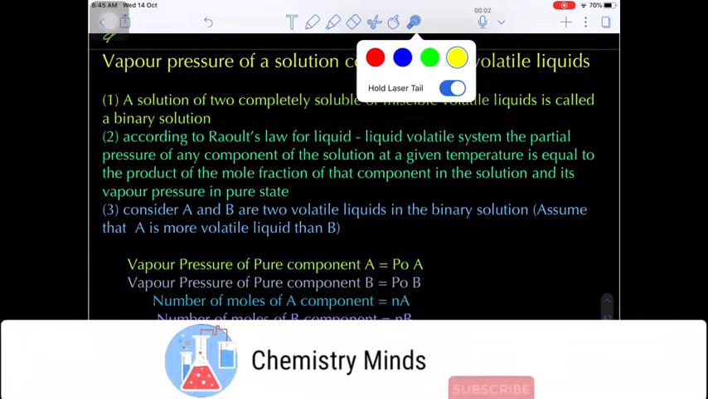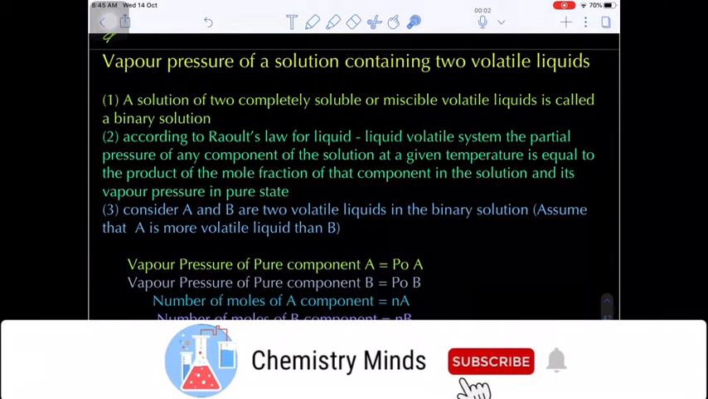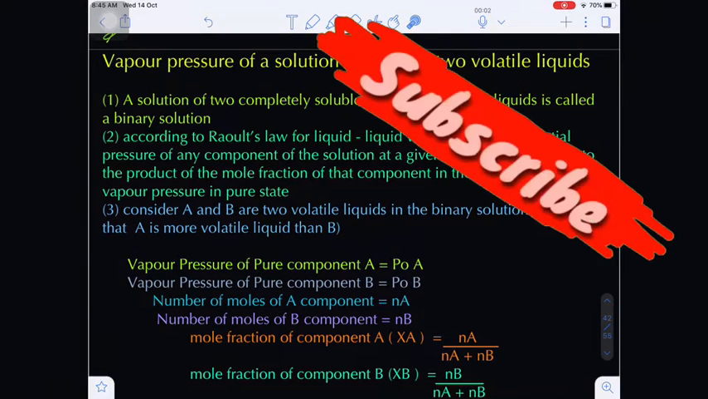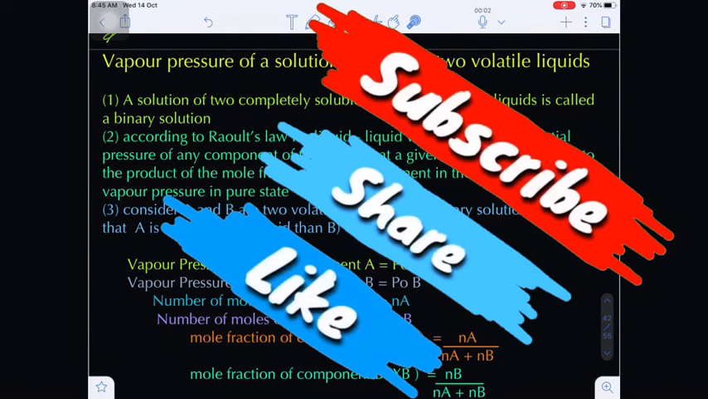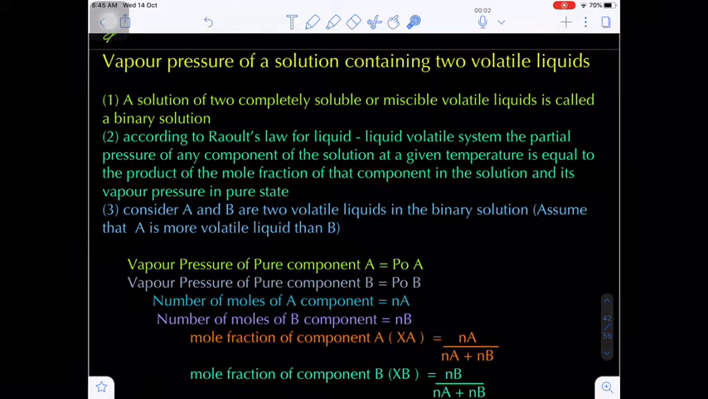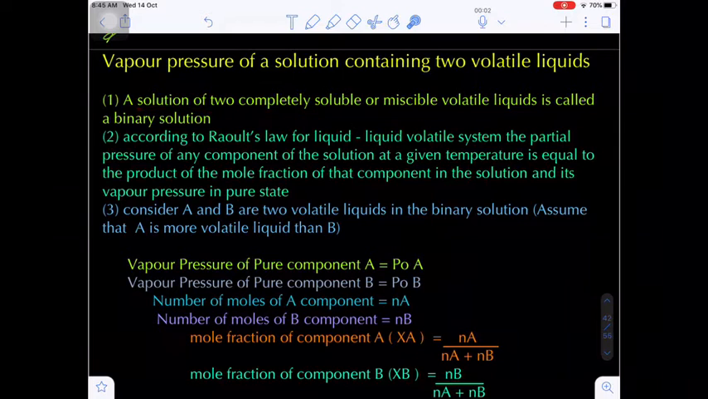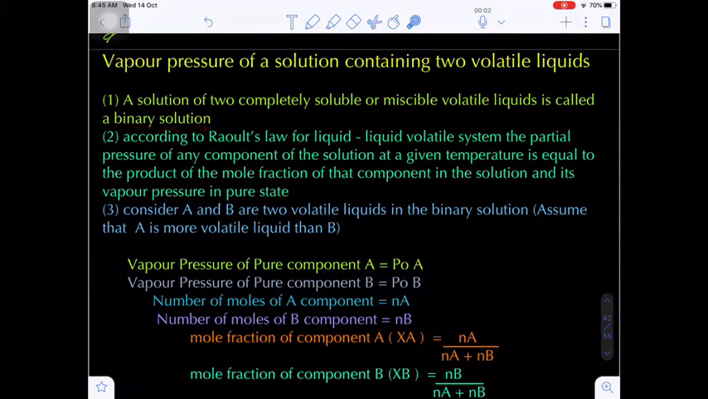Hello students, in the last class we completed Raoult's law regarding the solid in liquid type of solution, where the solid is a non-volatile solute and the liquid is a volatile solvent. But in today's lecture we are going to discuss the liquid in liquid type of solution where both the liquids are volatile, that means the solute is volatile as well as the solvent is also a volatile liquid. A solution of two completely soluble or miscible volatile liquids is called a binary solution.